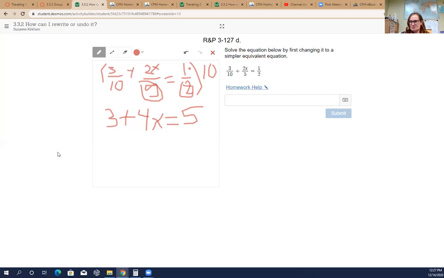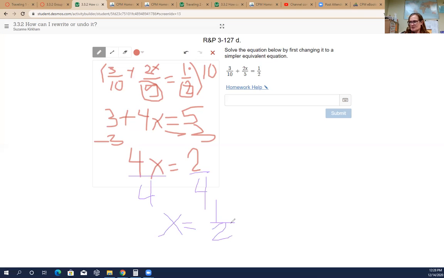Subtract 3. Yep, subtract 3. So minus 3, minus 3. Okay, so now we have 4x equals 2. Now what should we do? Divide by 4 on each side. Yep, divide by 4, divide by 4. 2 divided by 4 is 1/2. Yep, 1/2. Okay, so x equals 1/2.